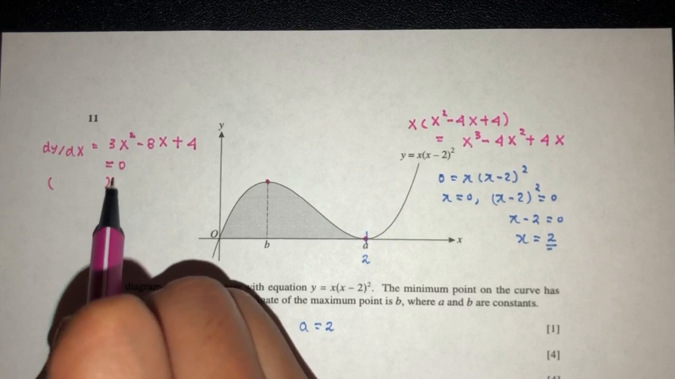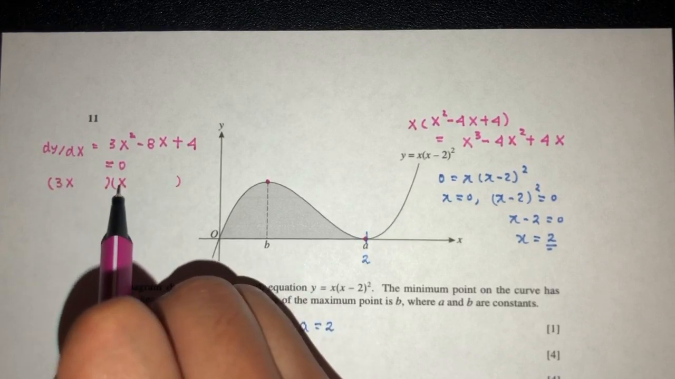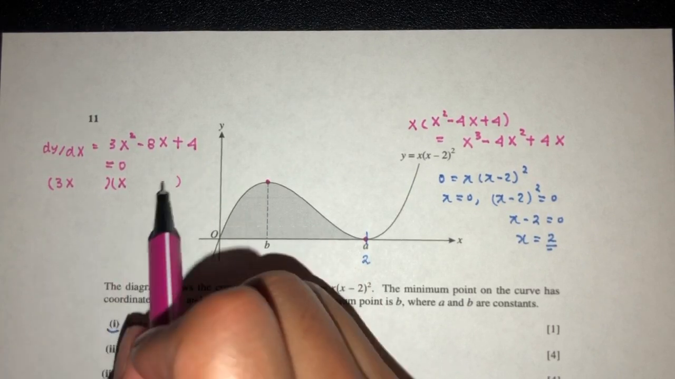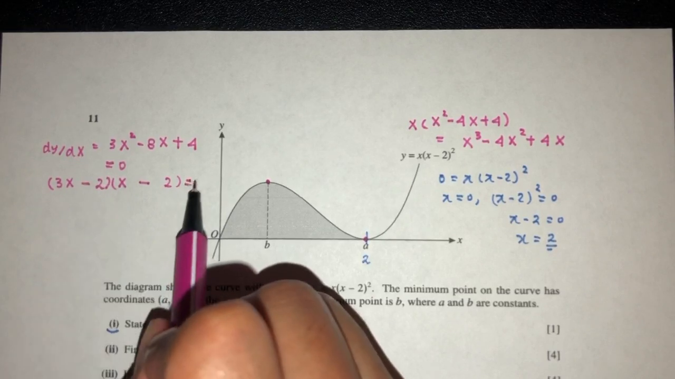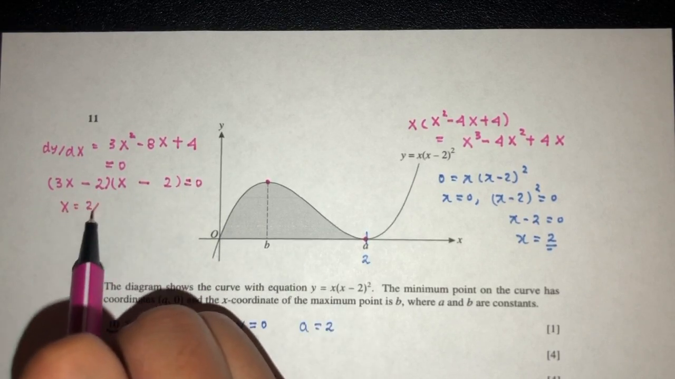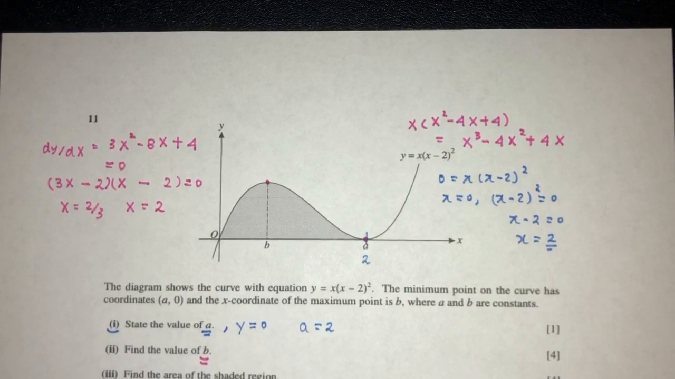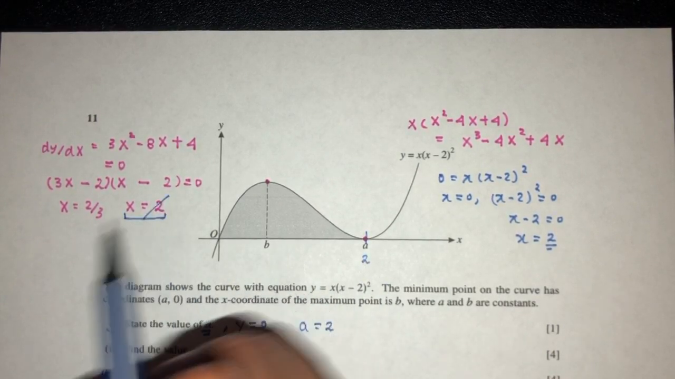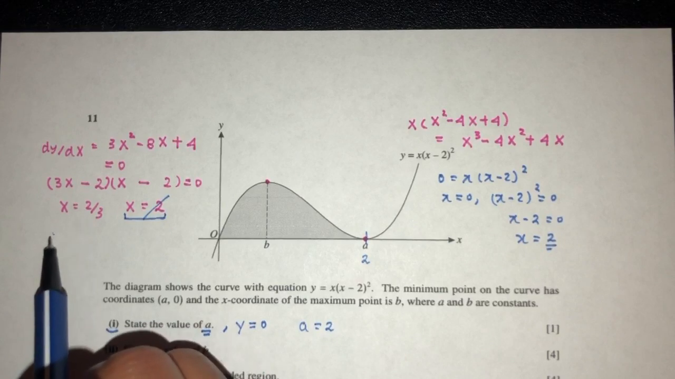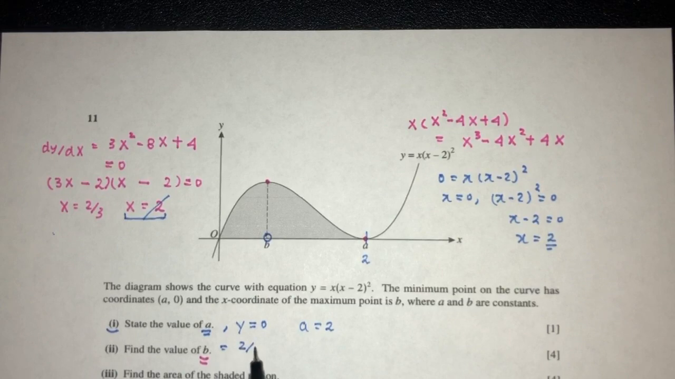Now we can factorize, obviously. That will be 3x times x, and here we have 4. 4 is 2 times 2. To get minus 8, we have to have minus 6 minus 2. So x will be 2 over 3, or x will be 2. Again, if you don't know how to factorize, you can always use your formula to find the values of x. Now obviously, 2 will not be the answer because this is A already. We don't need this one. x will be this one. So what is the corresponding value of B? It is the x value. B will be 2 over 3.